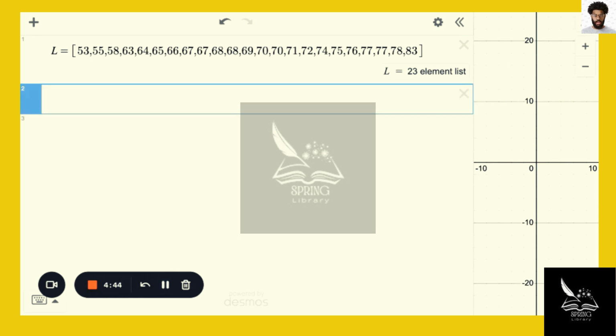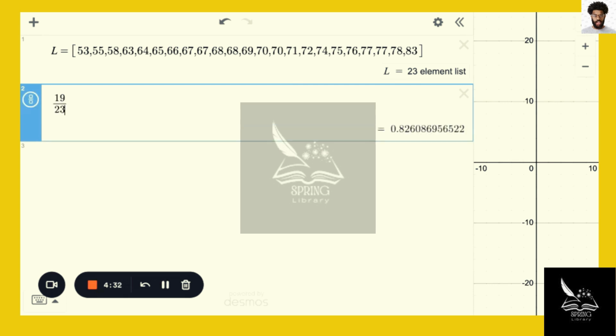For A, we want to know what percentile is the value 76. Well, 76 is the 19th of 23 values. So we would say it's in the 83rd percentile.